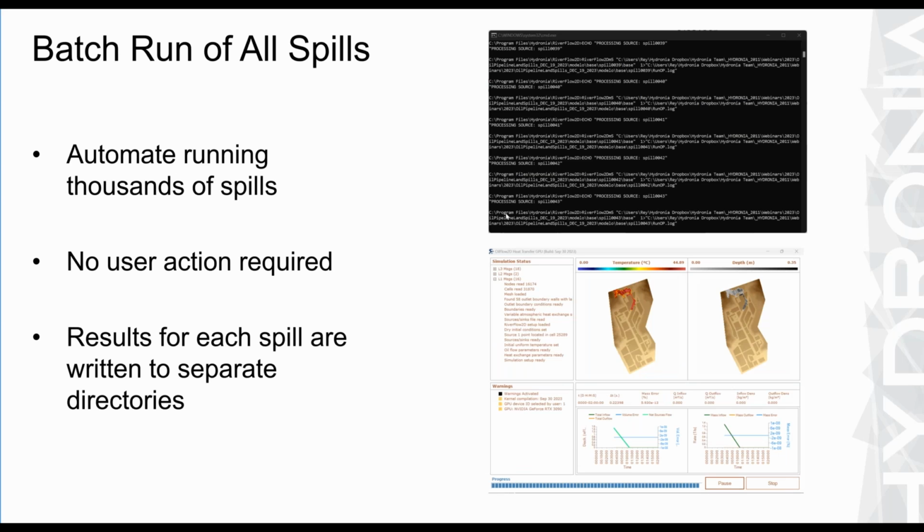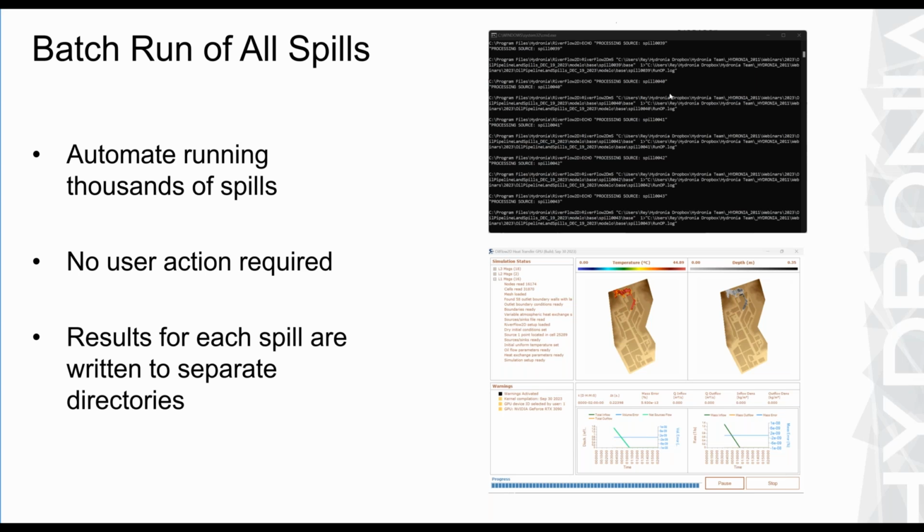Now, once the spills are generated and the sources are generated, you can directly run the oil flow model, and that will run automatically in batch mode. So you can enter the run process, and it will run all of the spills without any further interaction of the user.